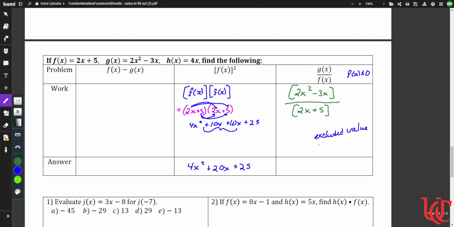I would just take that denominator, so 2x plus 5, and I'd say equals 0. Where is this going to equal 0? You'd subtract 5, and you have 2x equals negative 5, and you have x equals negative 5 halves. So I cannot use this; this is my excluded value.